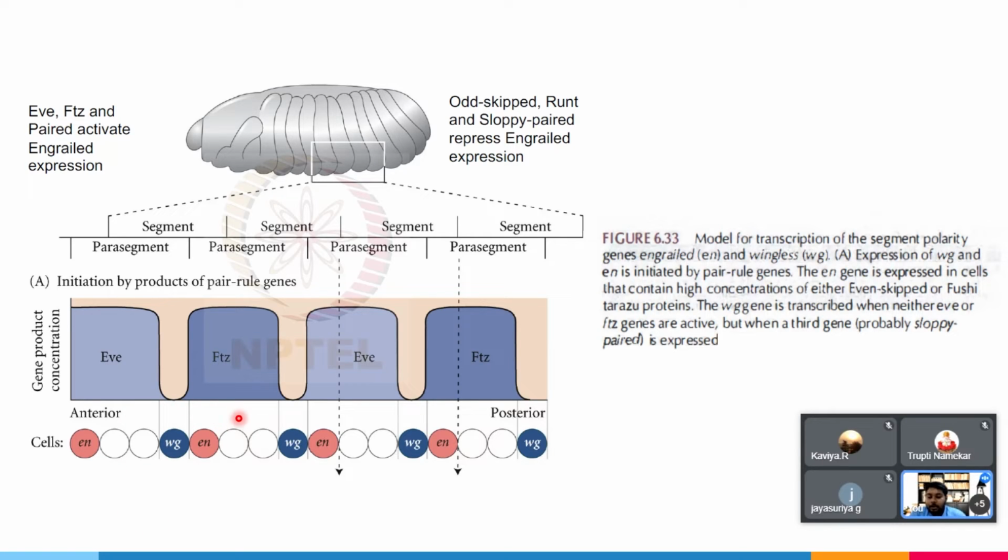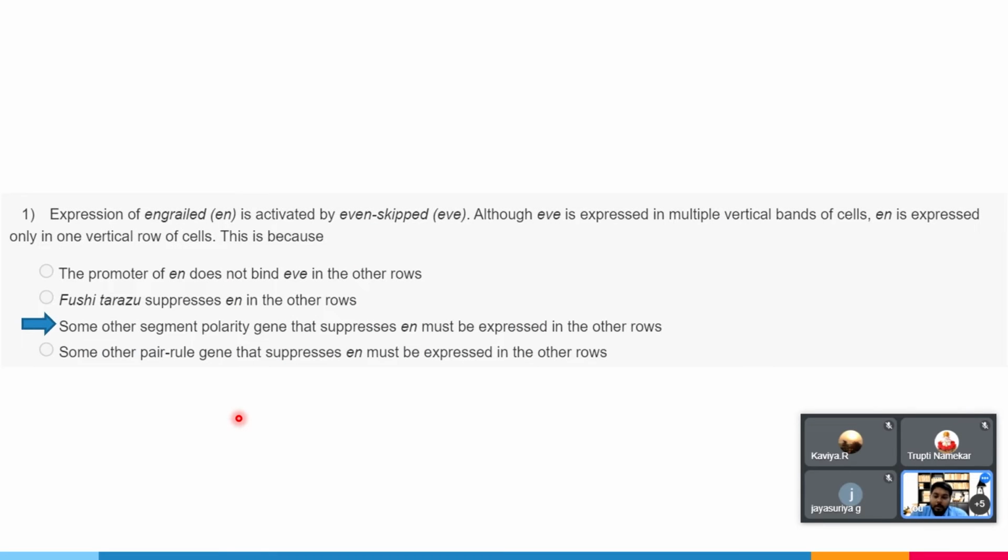And thus we have spatial restraint on the expression of segment polarity genes such as engrailed and wingless. Thus the correct option is: some other segment polarity genes such as runt or odd-skipped suppress engrailed and must be expressed in the other rows, and thus the expression pattern of engrailed is narrower. So anyone wants to ask anything on this? Okay.